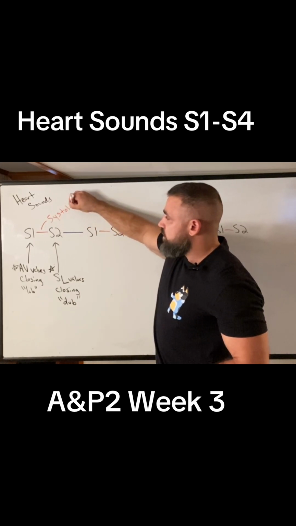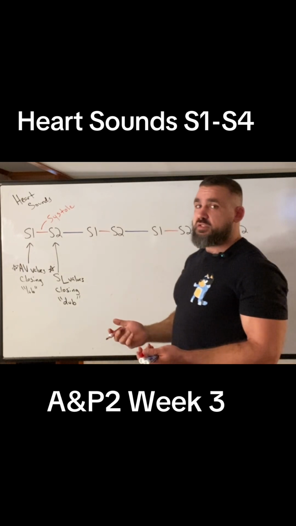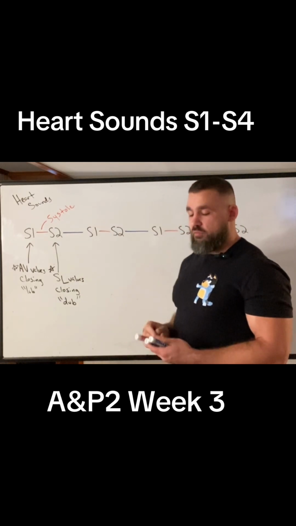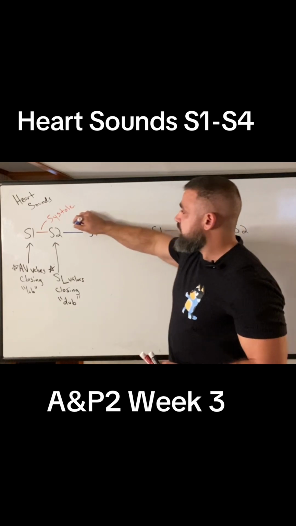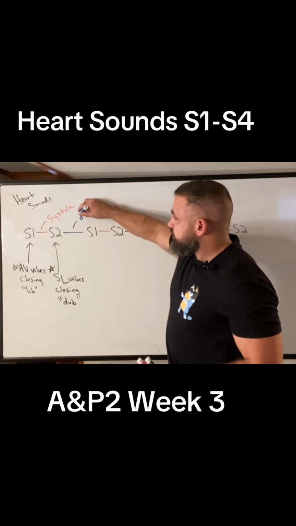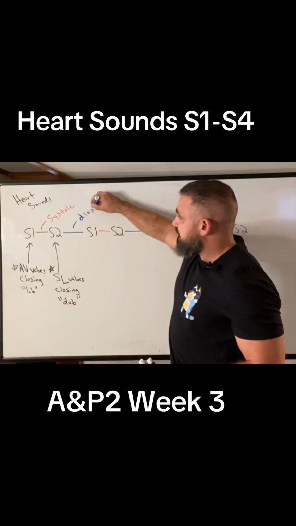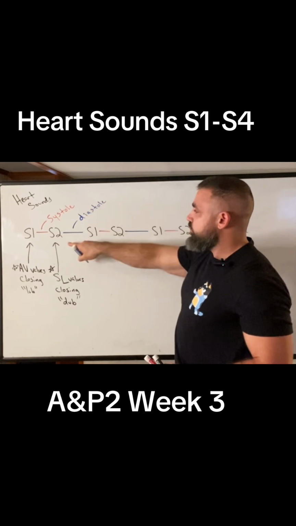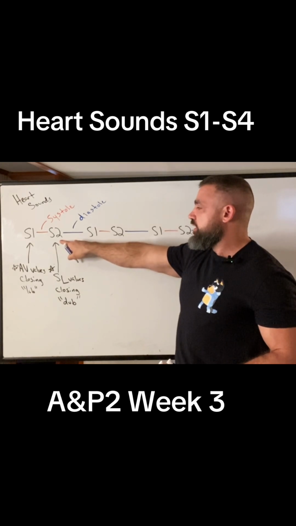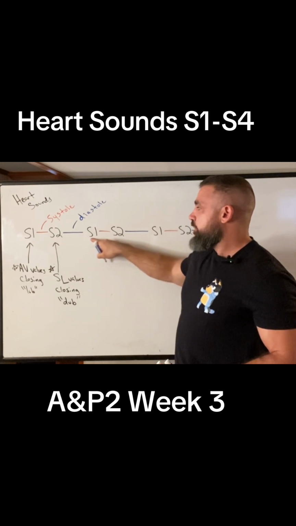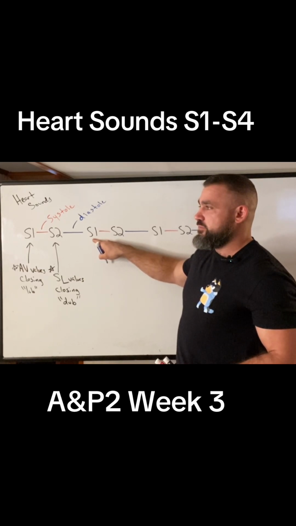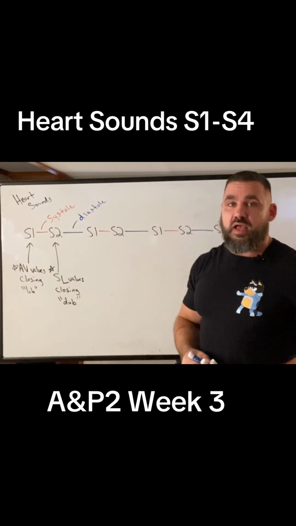Okay, so because S1 marks the end of diastole, S2 marks the end of systole, so we can say that the red line represents systole. So the blue line, the time between S2 and S1, because S2 marks the end of systole, right? And S1 marks the end of diastole. Well, it's going to be your diastole.